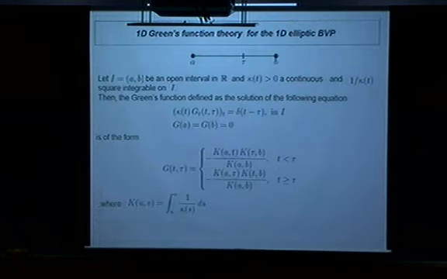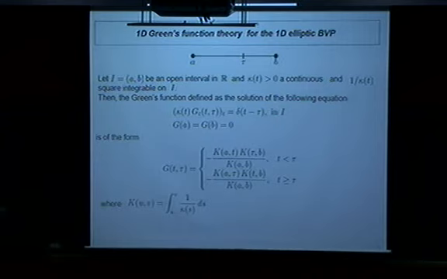Yeah, the 1D Green function theory for 1D elliptic boundary value problems is well known. Because it is needed for our future work, I will briefly present the theory written here. This is the conventional, typical 1D elliptic boundary value problem, and the solution is called the Green function. It has a closed form, which looks like this.